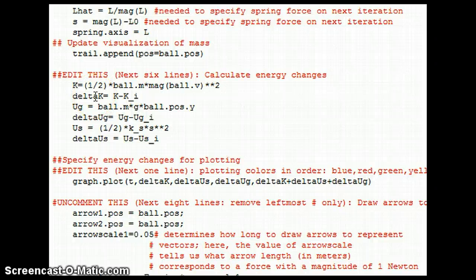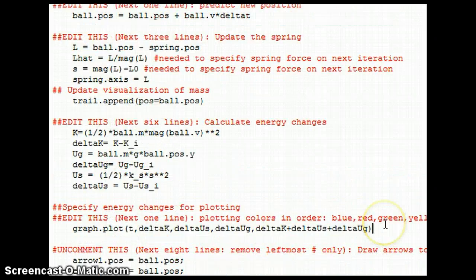Each of the energy changes were calculated by using K equals 1/2 mv squared, U of the spring is 1/2 ks squared, and U of gravity is mg. And the difference is found by subtracting the final from the initial. And then it's plotted using this graph plot function.